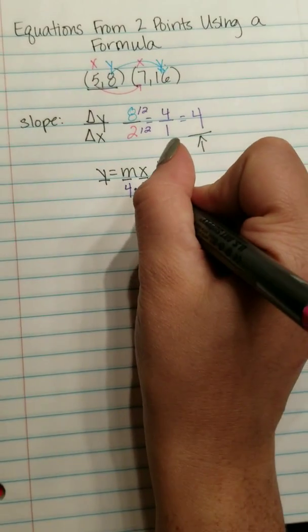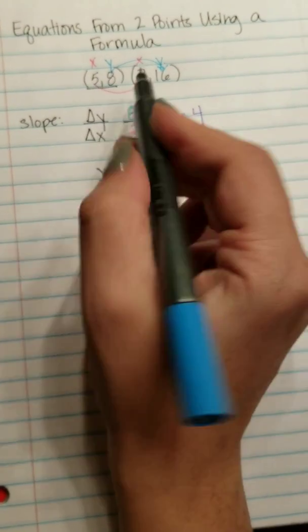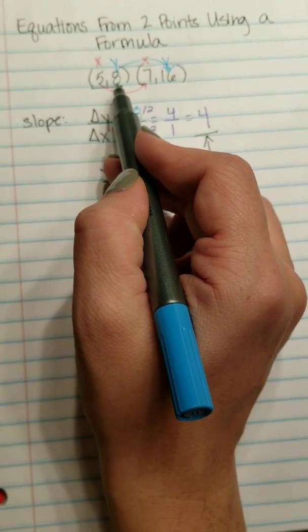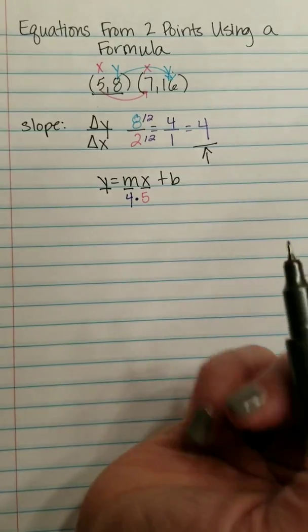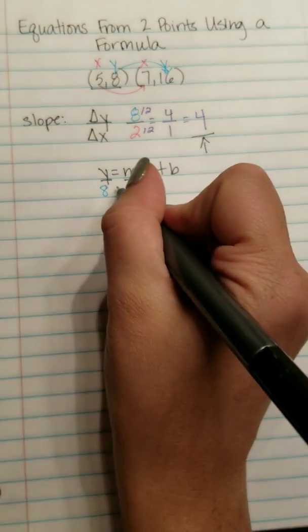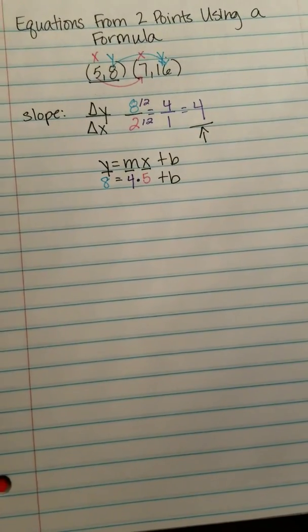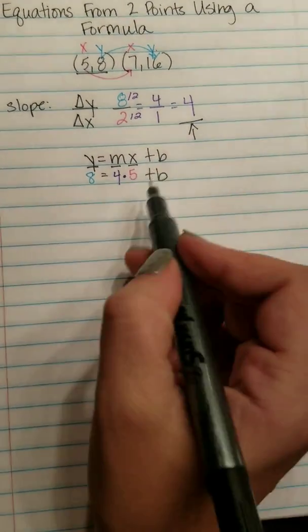So my x is 5, and my y in this set, don't switch sets, make sure you stay in the same set, my y is 8. Now I'm going to just solve this equation to find out what my b is.